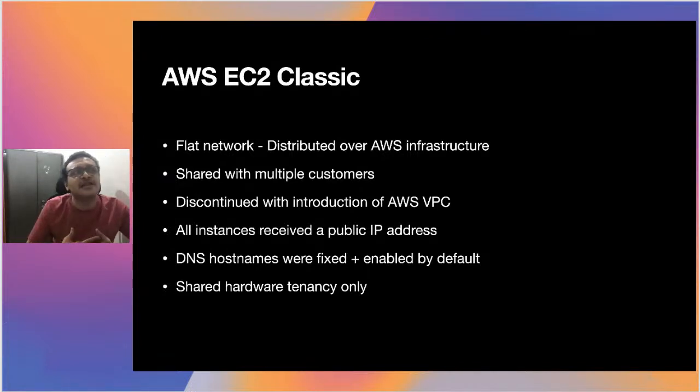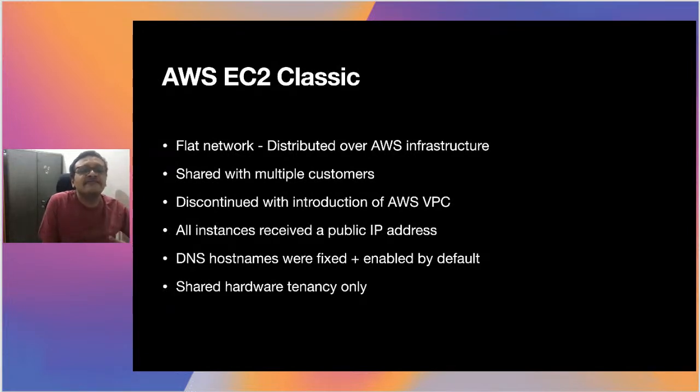So what was AWS Classic? This was Amazon's version 1 of their network, right? It's flat. It was distributed across their entire AWS infrastructure. It was shared with multiple customers. Basically, that means that on any network, you could basically pick a random IP and you would actually end up hitting another customer's machine. It was discontinued with the introduction of AWS VPC. There was a huge migration process that happened over a few years, but now EC2 Classic doesn't exist.